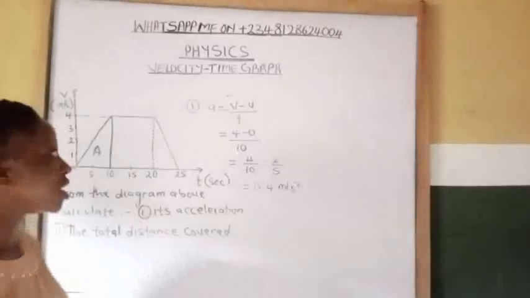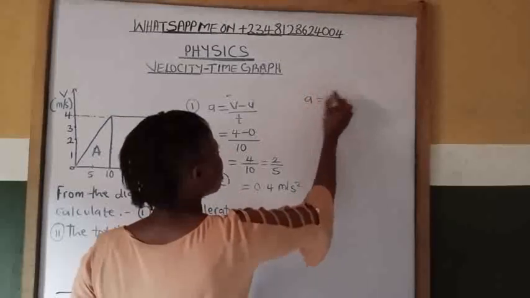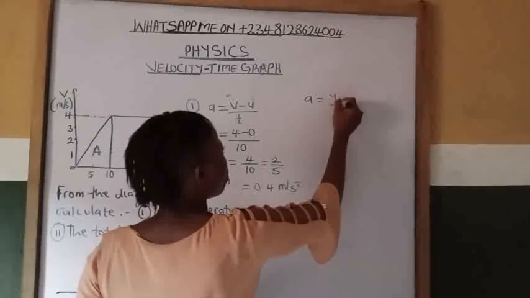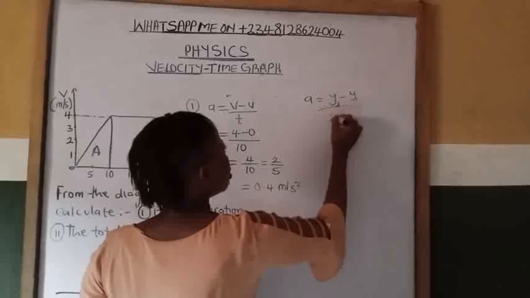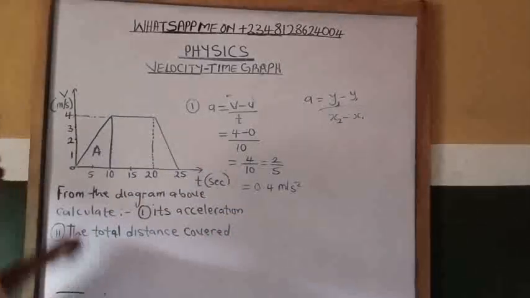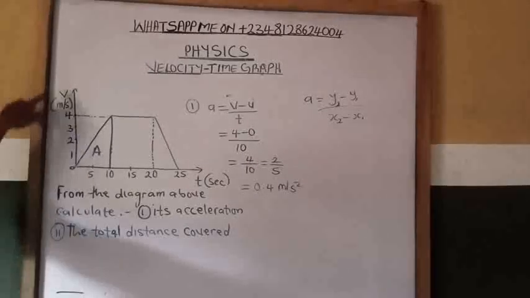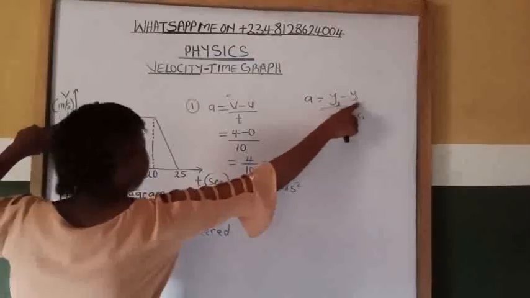Then the second method is to use your change in y divided by change in x. Change in y, your y-axis is your velocity axis. So that is the final minus initial.